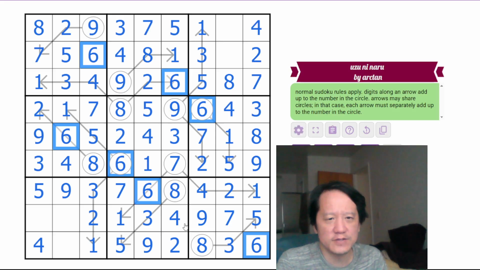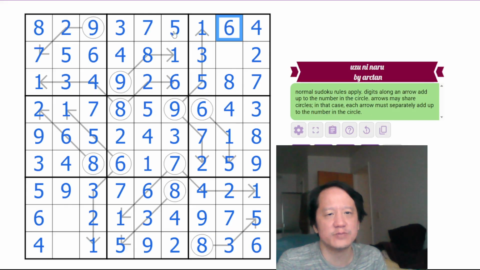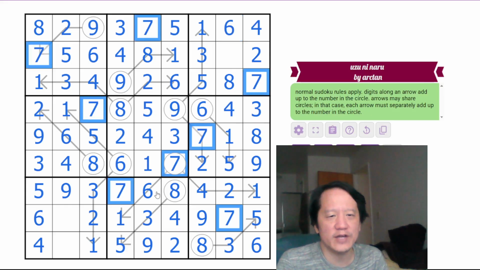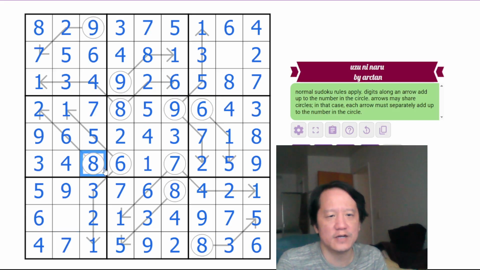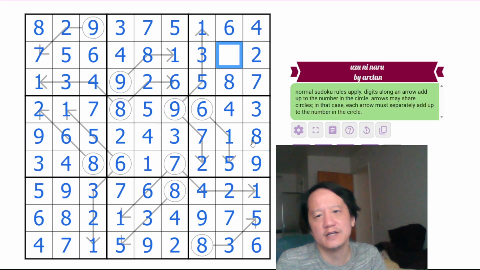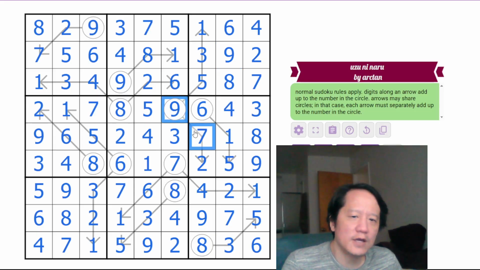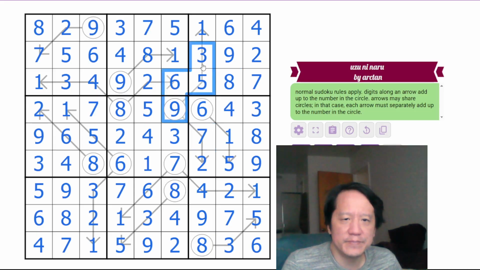We have 6s. Where is 6 in column 1? It can only be here. And then we have 8 6s, so we know where the last 6 is. It has to be there. We have 8 7s. The last 7 is there. We have 8 8s. The last 8 is there. We have 8 9s. The last 9 is here. And that's how you solve it.